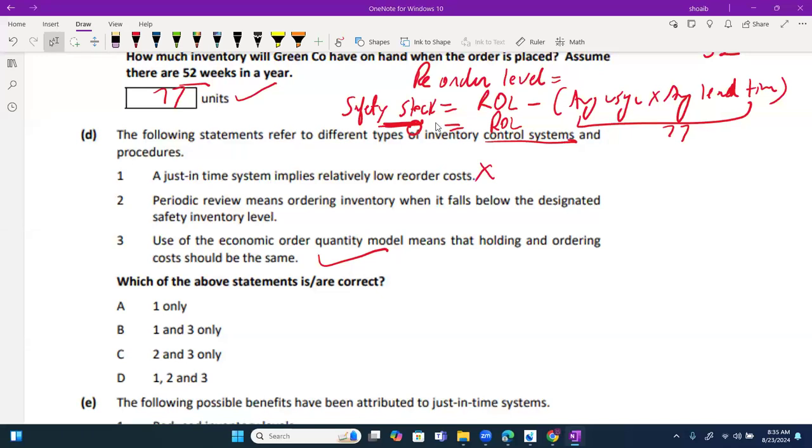Actually, this is a problem with the statement here. It's an English problem. If you look at the wording of the first statement, a just-in-time system employs relatively low reorder cost, it implies relatively low reorder cost. You know, in just-in-time, orders are frequent. You all agree with this, right? The frequency of orders would be very high.